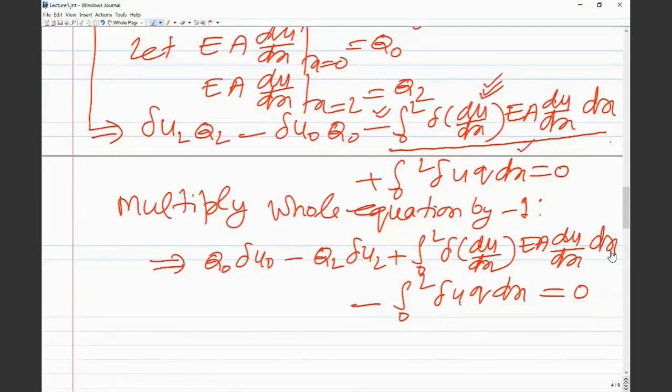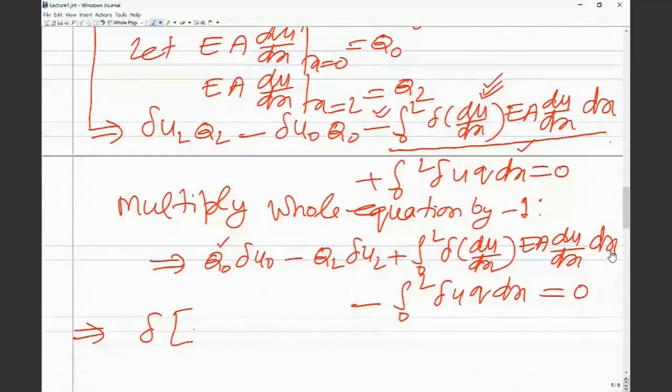Okay, now see what we do here. I want to take out this variational operator delta as common, so let me write the delta outside. If you look at this, we are treating Q naught and QL as known variables, so we do not take their variation. Q naught and QL are taken as constants in the sense of variation. So the variation of Q naught into U naught would simply be Q naught into delta U naught.